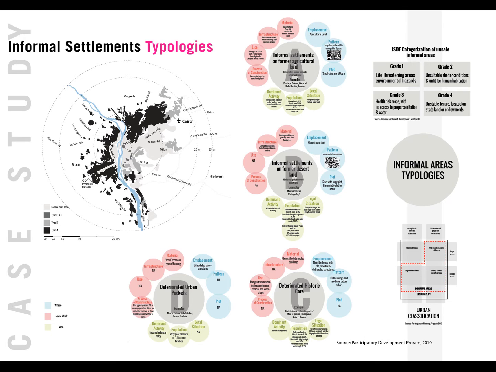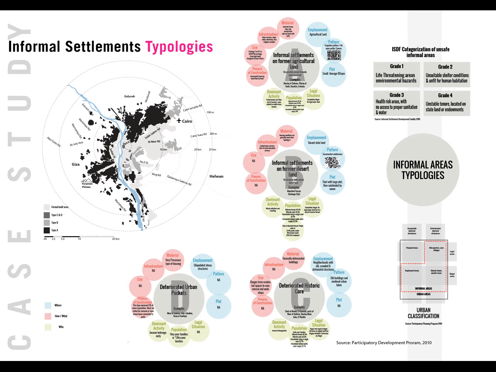Deteriorated historic core is characterized by old buildings and medieval urban fabric, generally deteriorated buildings, and it ranges from legal to illegal situation. And deteriorated urban pockets are characterized by dilapidated structures and very precarious types of housing, and it hosts extremely poor families.